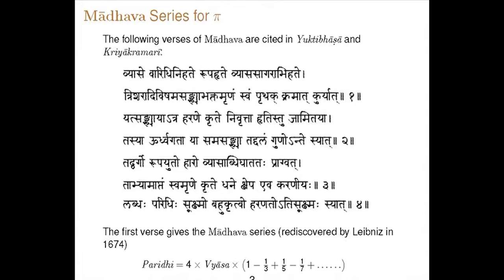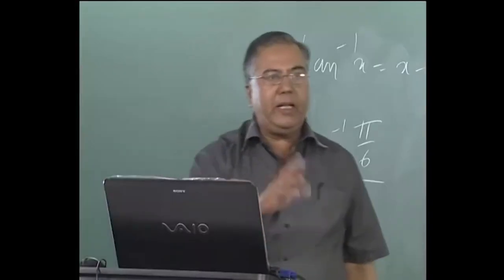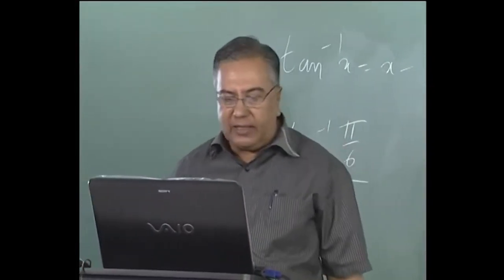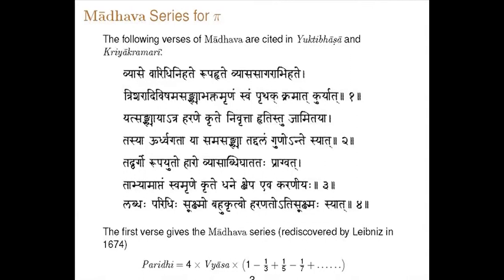Tasya urdhvagataya sama sankhya, that is p plus 1. Tad dalam, half of that, guno ante syat, so that will be the multiplier. Tad vargo, p plus 1 whole squared, rupa yuto, added with 1, that will be the hara, the divisor. Vyasa abdi ghatata pragvat, the diameter is a multiplier as before. Tabhyam aptam, swam rine krite dhane, kshepa eva karaniyaha. So, you add it or subtract it depending on the place in which you are in the series. Labdha paridihi, sukshmo, bahukritvo haranato ati sukshmasya.